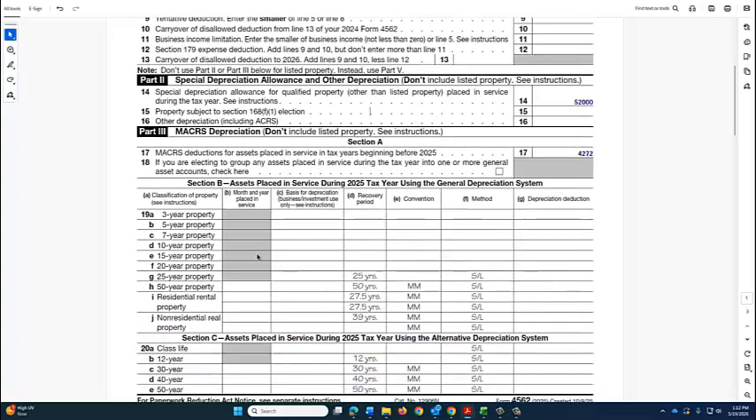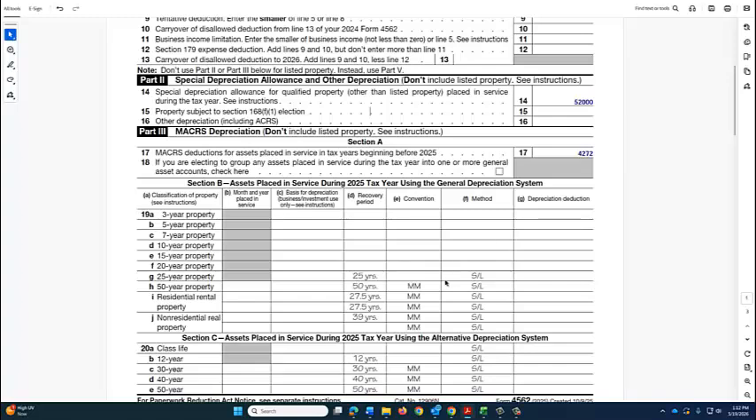Now, if we had taken any MACRS depreciation for our 2025 assets, we would have identified that here. So 5-year assets would have been listed here with their basis, the recovery period, the convention, the depreciation method, and then the amount of the deduction.